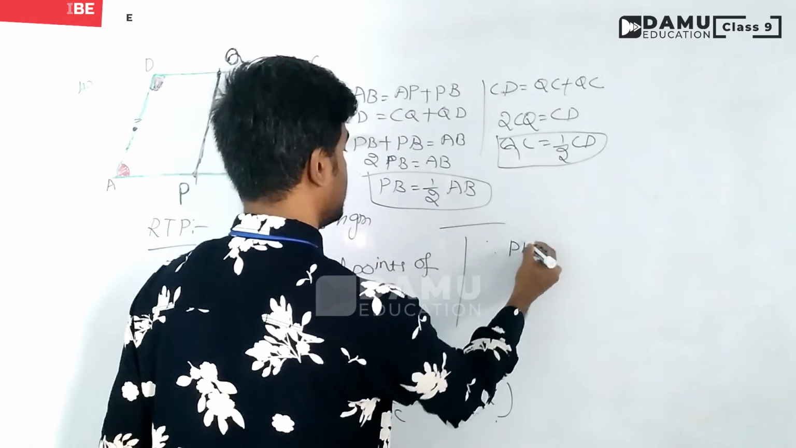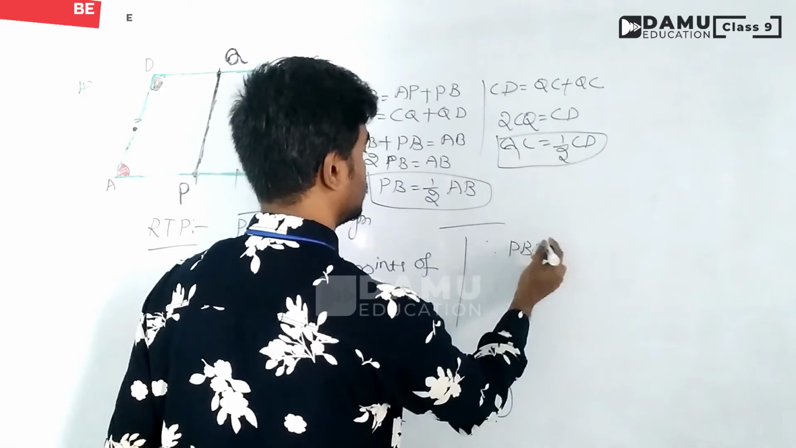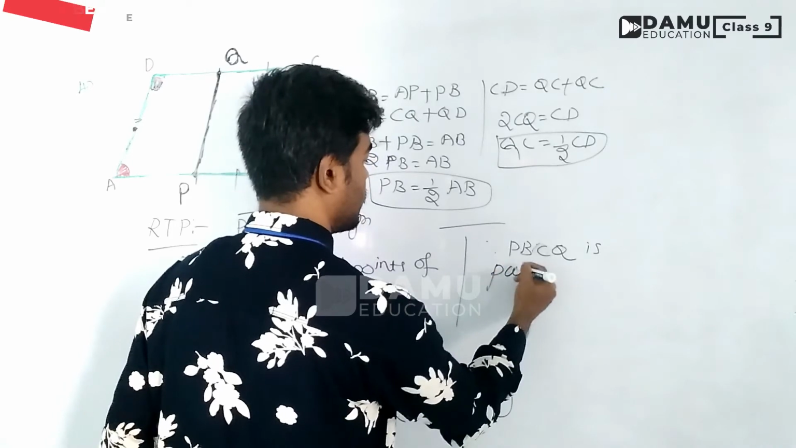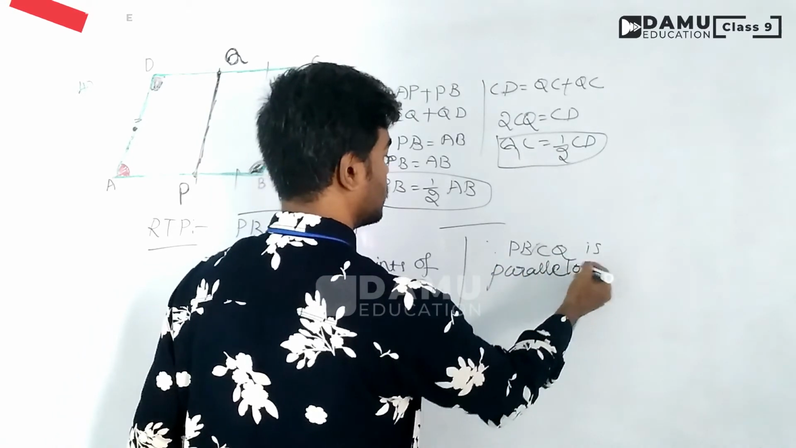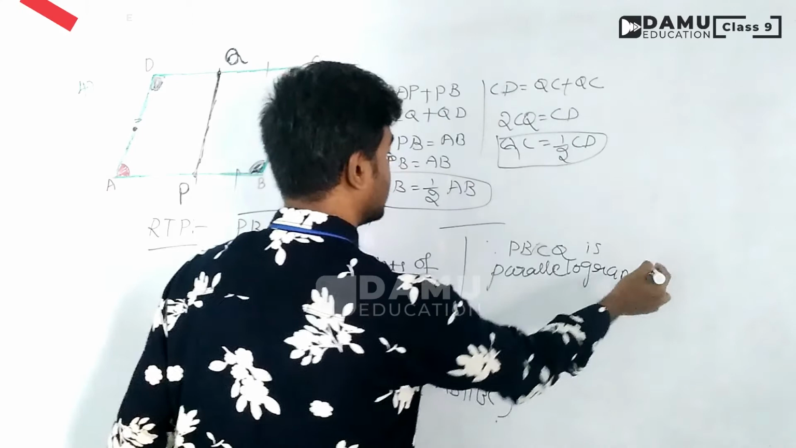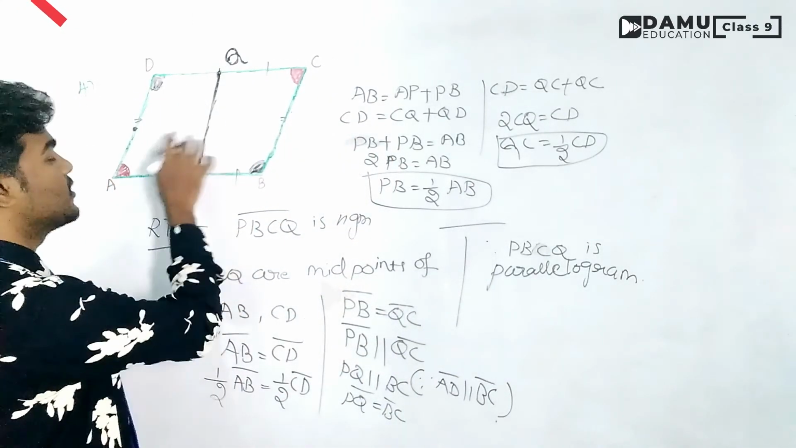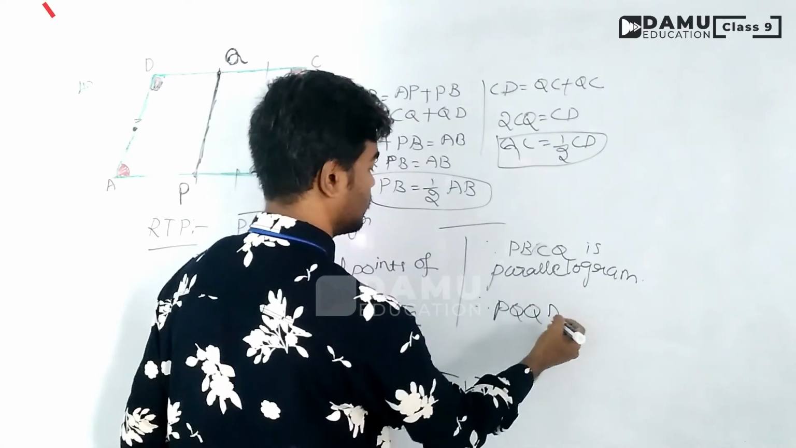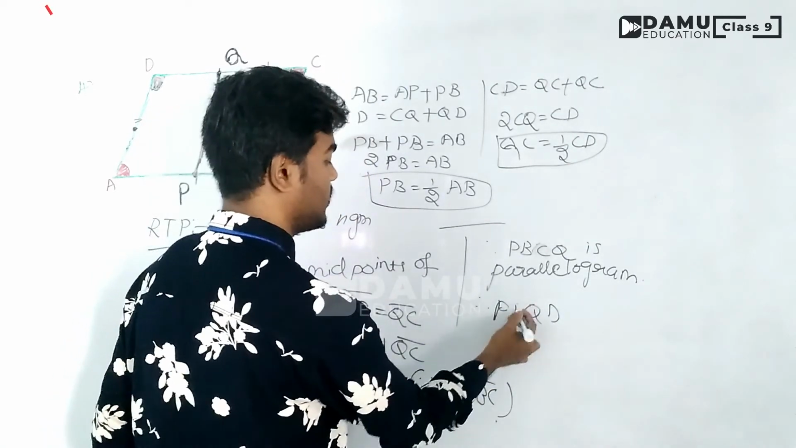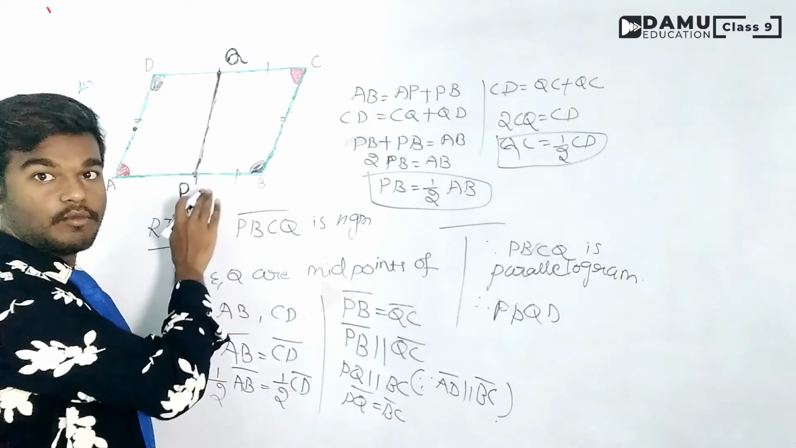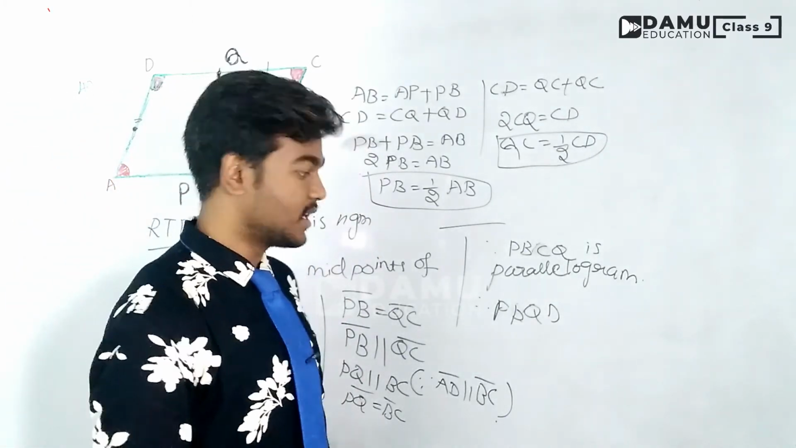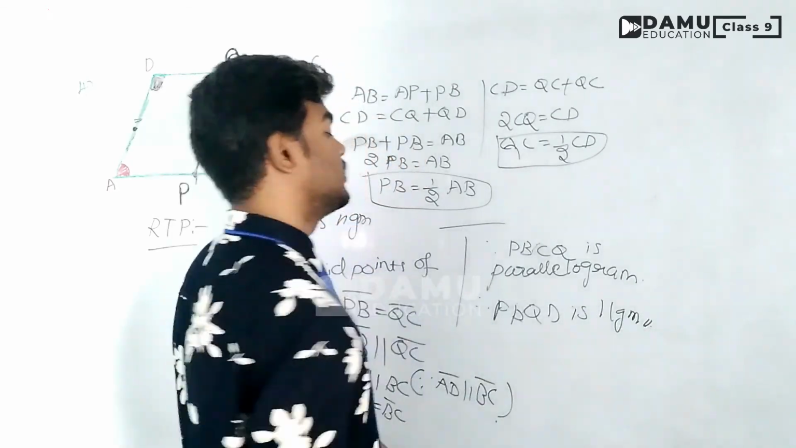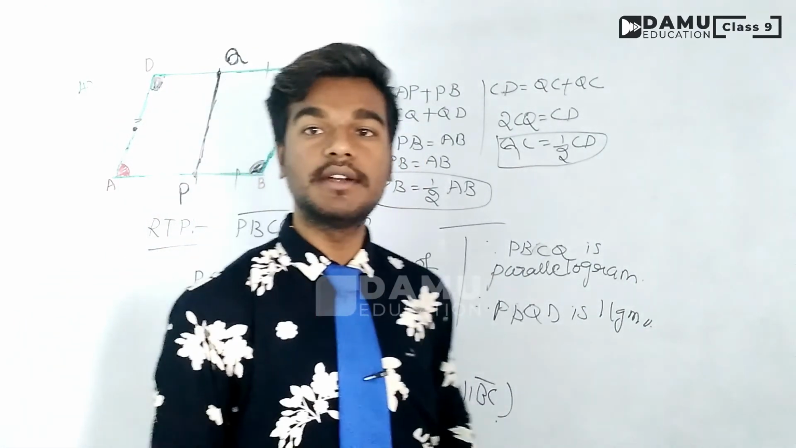Therefore, PBCQ is a parallelogram. At the same time, you can write that APQD is also one more parallelogram, based on this condition only. So these two are parallelograms. Hence we have proved it.